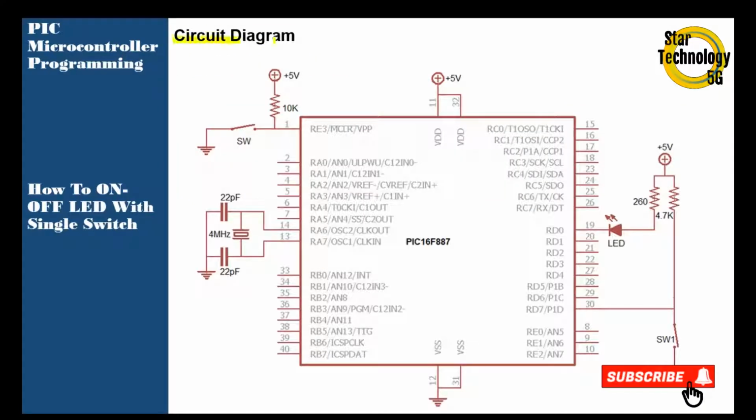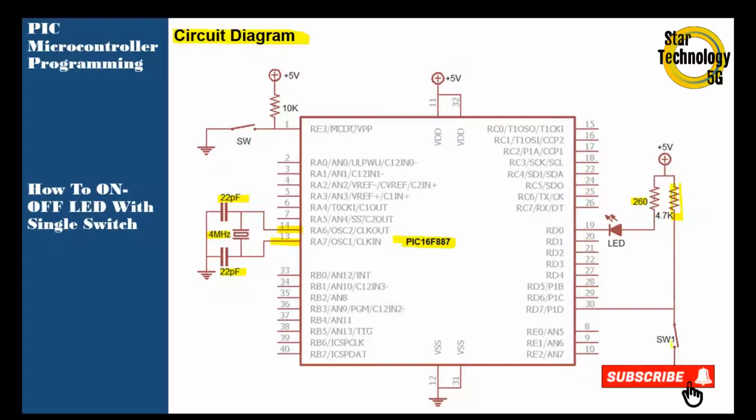Circuit diagram. Here is the circuit diagram we will use in our project. This is the PIC16F887. Pins number 13 and 14 are interfaced with the 4 MHz crystal, and we are using 22 pF capacitors. Pin RD0 is connected with the LED. We are using current sinking mode, and the value of the resistor is 260 ohm. Pin RD7 is connected with the switch, and we are using a 4.7 kilo ohm resistor. That is the pull-up resistor.